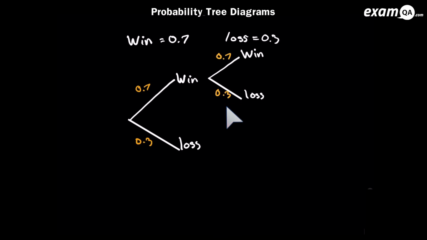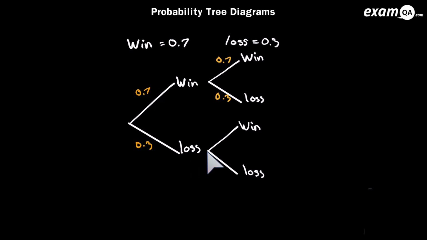Okay, so let's now carry on finishing drawing our tree diagram. So again, if I lost the first game, in my second game I can win and I can also lose. Now I also need to write the probabilities in, and remember they simply just stay the same. So winning is 0.7 and lose will still be 0.3. Later we're going to do examples where it might be different on the second time.